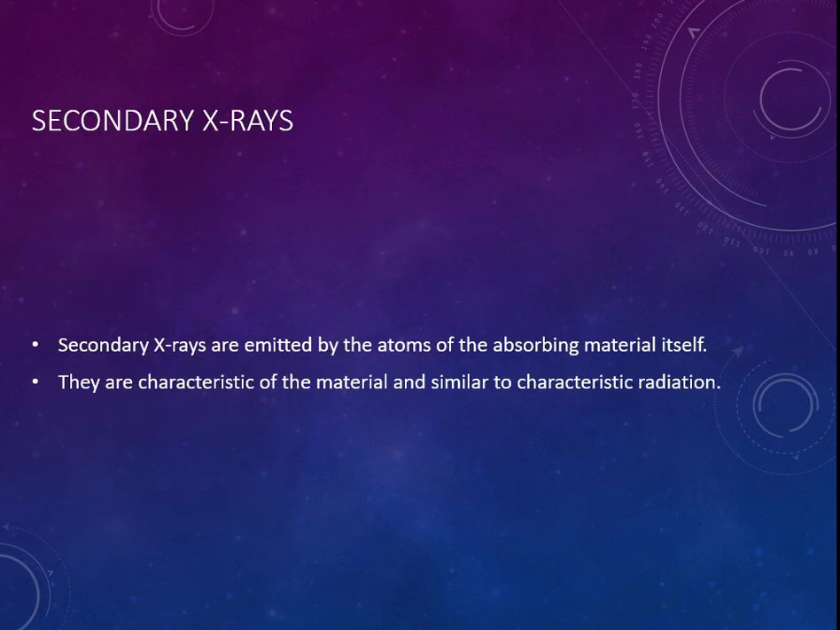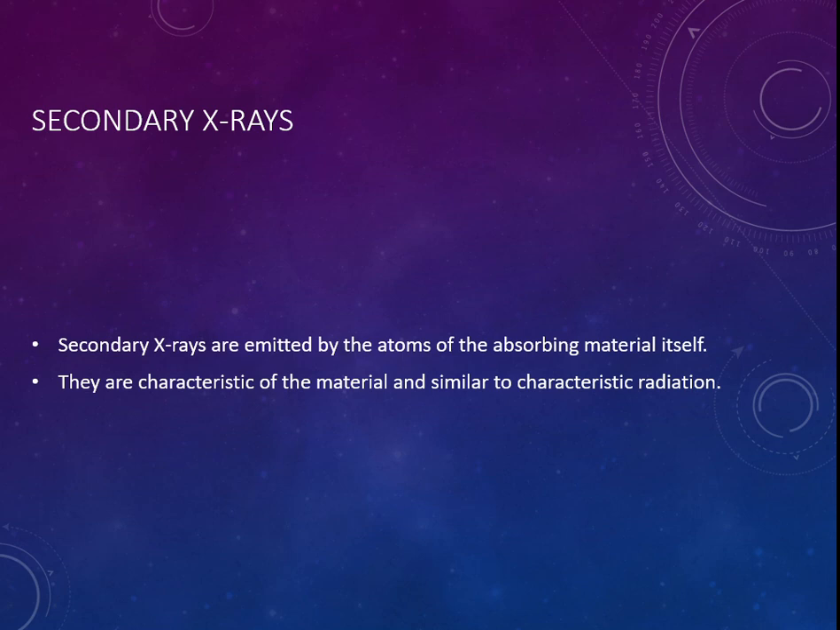Slide 8, Secondary X-rays. Along with scattering, atoms in the material can emit secondary or characteristic X-rays. These occur when the incoming X-ray knocks out inner shell electrons and outer electrons fall in to fill the gap, releasing characteristic radiation. The energy of these secondary X-rays depends on the material itself.